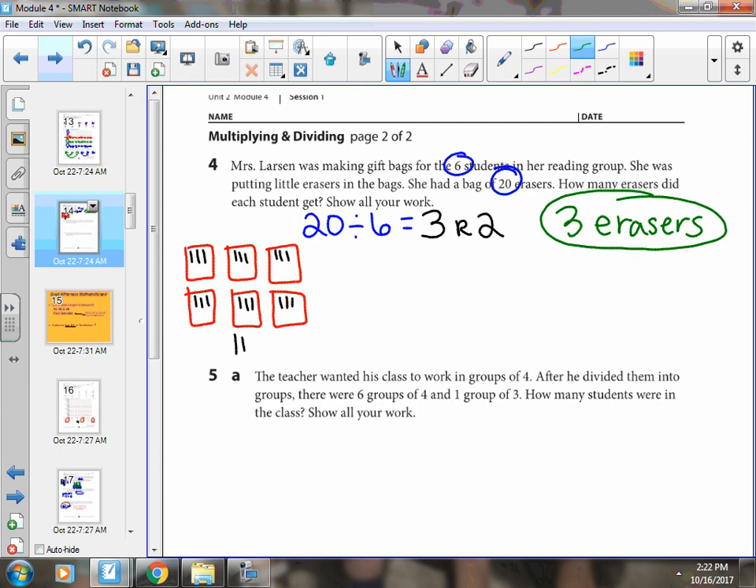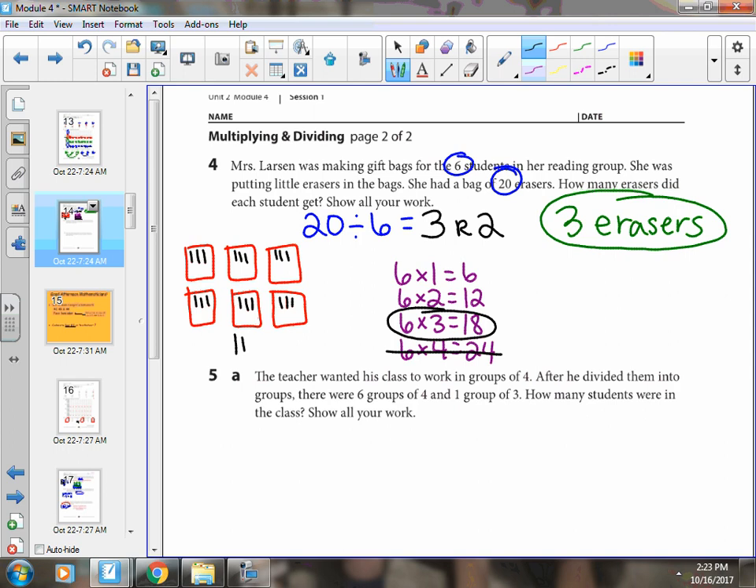I could also see a kid saying, well, if each of the 6 kids got 1 eraser, that's 6 erasers. Well, what if Mrs. Larson gave each of the 6 kids 2 erasers? If Mrs. Larson gave each of the kids 3 erasers, if Mrs. Larson gave each of the kids 4 erasers, whoops, that's more erasers than she has. So 6 kids having 3 erasers apiece would work.